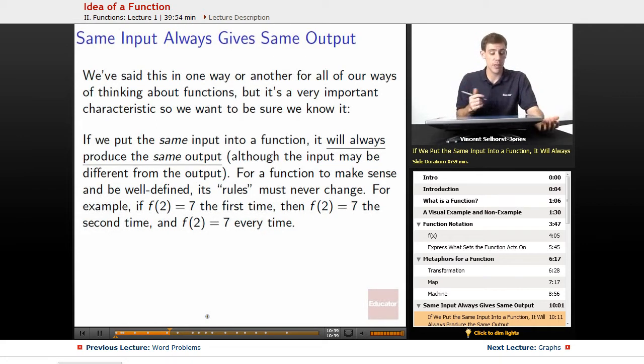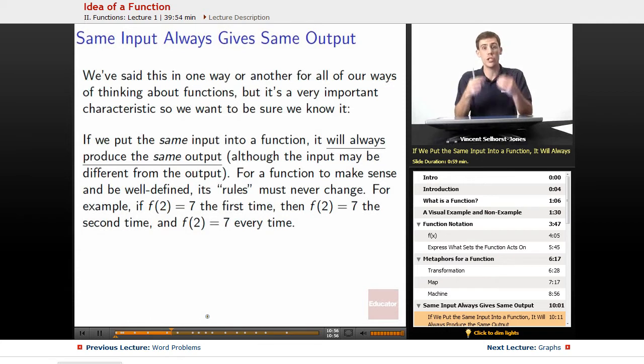change. So for example, if f acting on 2 spits out 7, if f of 2 equals 7 the first time, then f of 2 equals 7 the second time, and f of 2 equals 7 every time. So no matter how many times f operates on 2, no matter what, it's always going to spit out the same thing. That's what it means to be a function.